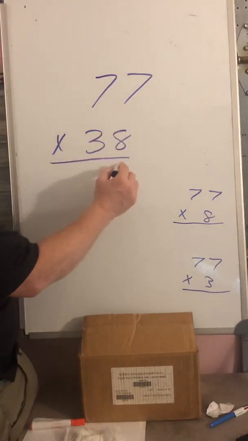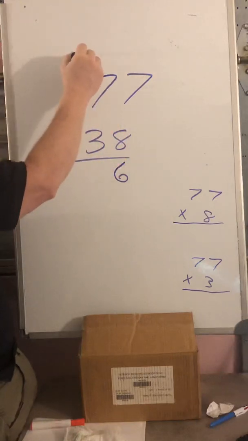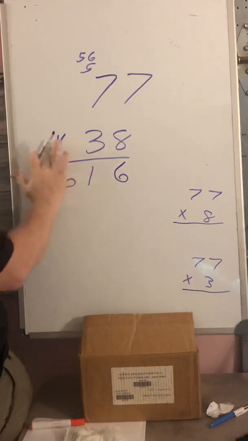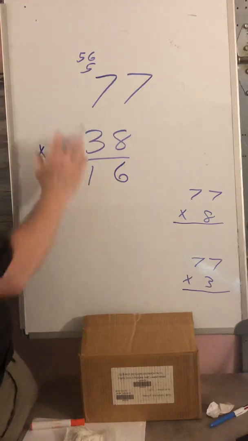8 times 7 is 56. Put down the 6 and carry the 5. 8 times 7 is 56, plus the 5 is 61. Please take note how I keep my ones, tens, and hundreds lined up.